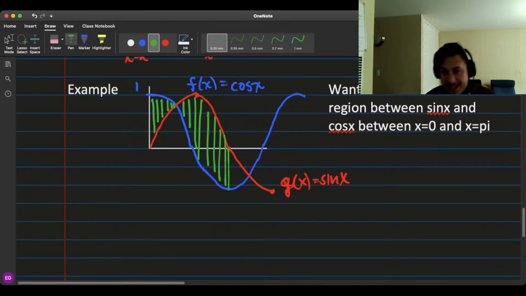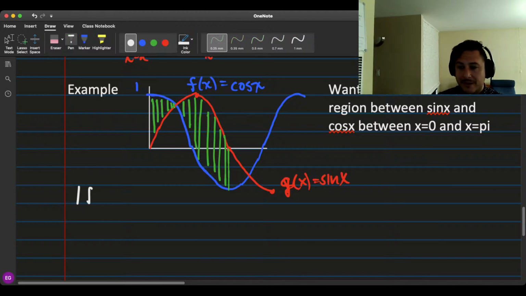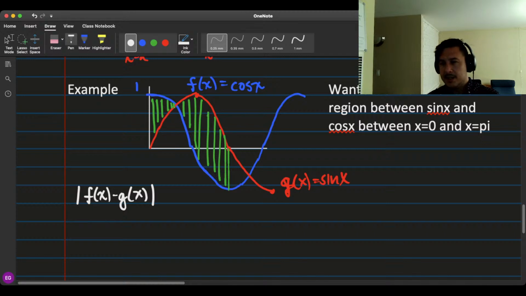Okay, so we need to be more careful here, because which one is on top changes at various times. Do we agree about that? The way we're going to handle this is to deal with the absolute value of f of x minus g of x, or g of x minus f of x. It makes no difference in what order you do it. You'll get slightly different work, but you'll get the same answer. So we're just going to unilaterally decide that f of x is on top. And remember, f of x is the blue one, g of x is the red one.